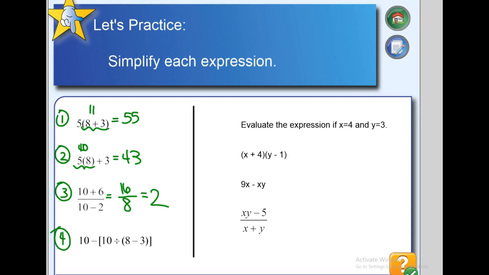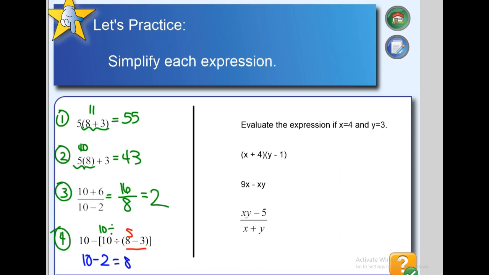So if I'm looking at number 4 up here, inside is the parentheses. So we're going to do that first. 8 minus 3 is 5. And so now that we took care of the parentheses, now we're doing the math in the braces. So what is 10 divided by 5? And everybody knows that is 2. So what's left? 10 minus 2 equals 8.